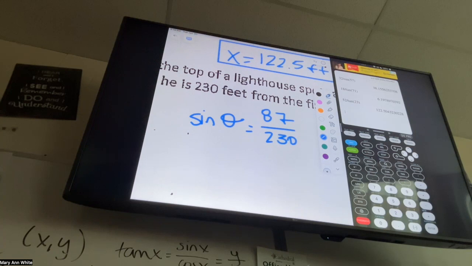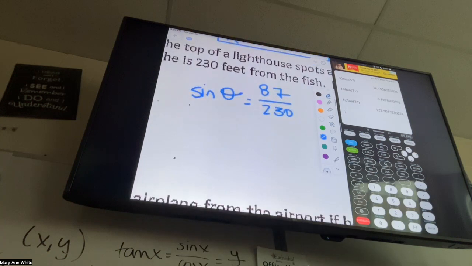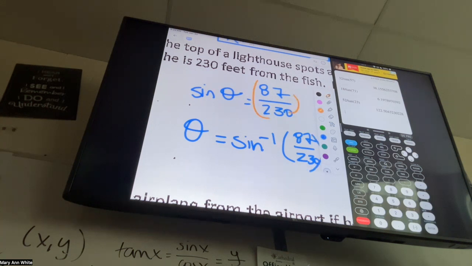We're not going to divide. Does anyone remember how we find the angle if we have the ratio? Get your calculator. Is there a button for that? Sine to the -1. We're going to do the inverse of sine. So we are going to say theta equals sine to the -1 of 87 over 230. Basically what we did is instead of dividing by sine, we do the inverse of sine on both sides. And the inverse of sine times sine cancels, giving me just theta.